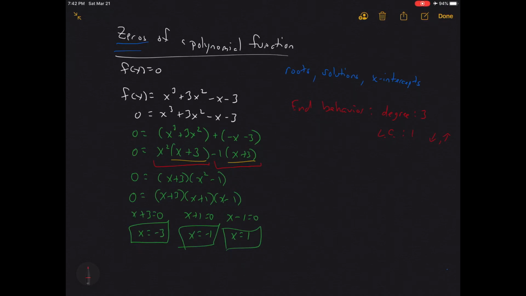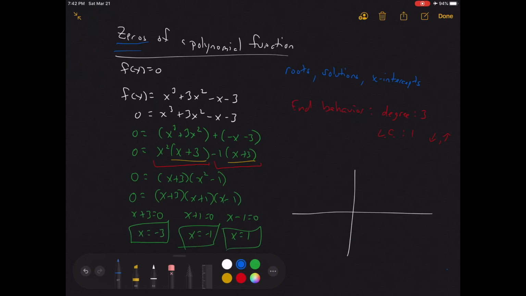So let's see if we can just quickly sketch this. If I were just to do a real quick sketch here, I know that I'm going to have zeros at negative 3. There's one right there. It means it's going to hit the x-axis at negative 3. It's also going to hit the x-axis at negative 1 and at positive 1. And I know from my leading coefficient that it's going to go from down to up. So this is going to start down and it's going to finish up.